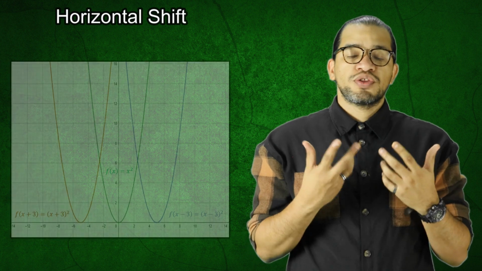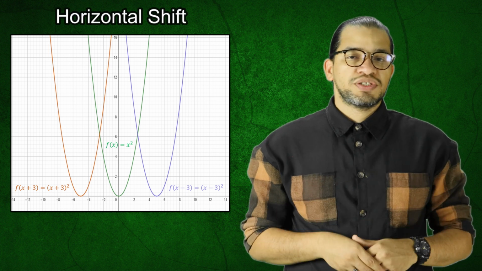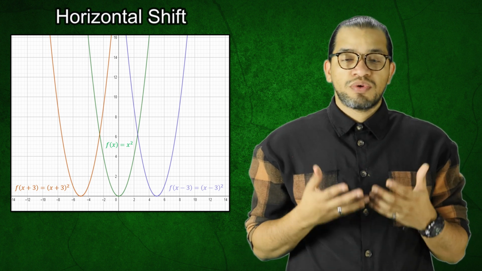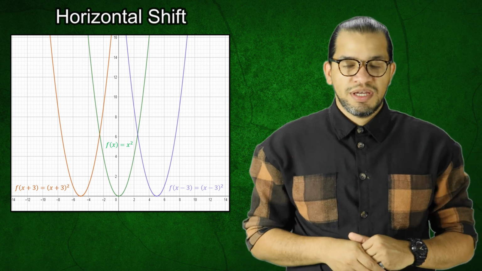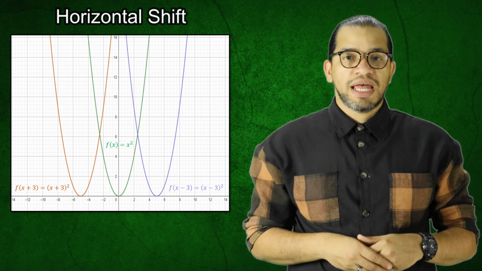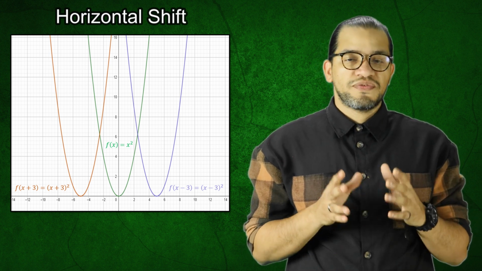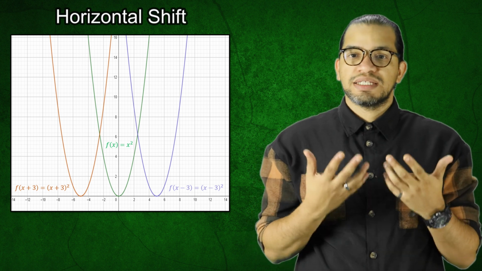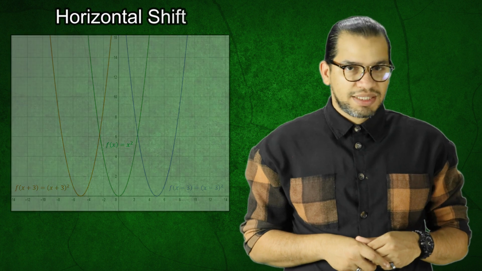Now it is time to move on to the concept of horizontal shift. Let us consider a function f of x and a positive value a. Then the expression f of x plus a represents a horizontal shift of f where we take the graph of f and we move it a units to the left. And the expression f of x minus a represents a horizontal shift of the function f of x where we take the function f and we move it a units to the right.